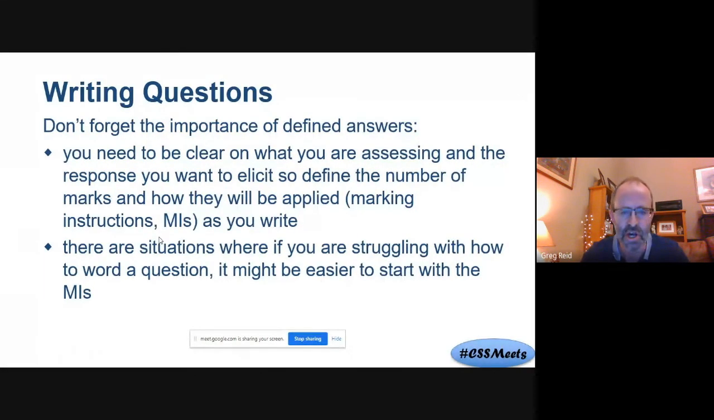A bit about marking instructions. Marking instructions can be quite hard to define, and one of the questions we quite often get asked at things like markers meetings, or in some of the emails I get, is, is this alternative answer okay? When you're writing marking instructions, what you're trying to do is not hone in on one specific answer. You're trying to be more general than that. A good way to think of it is almost like a checklist of what you're looking for in the answer.